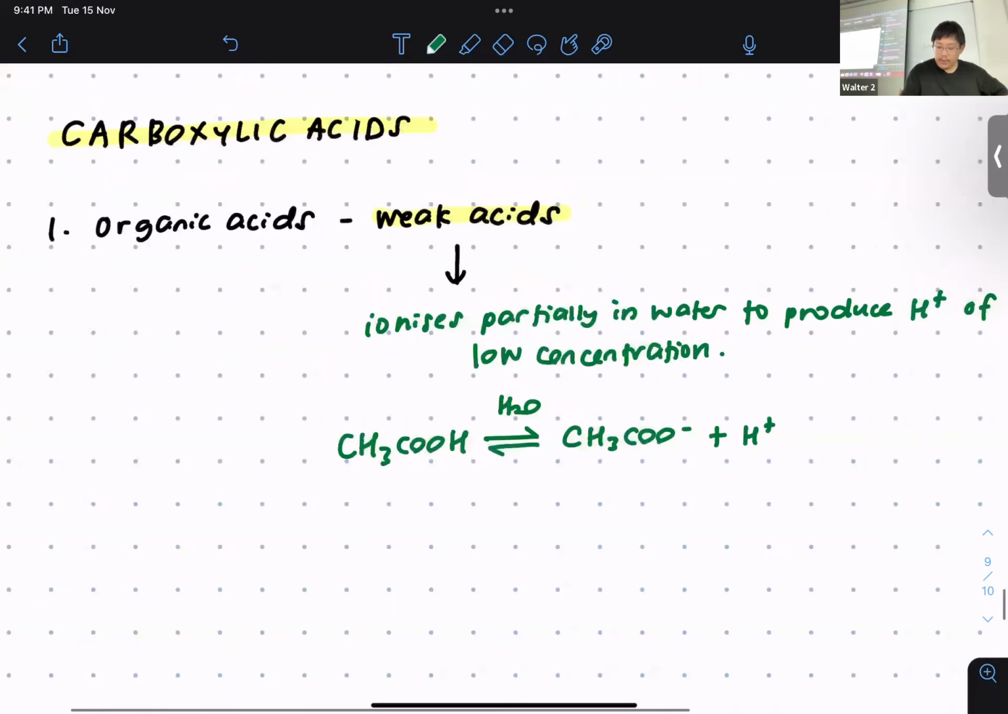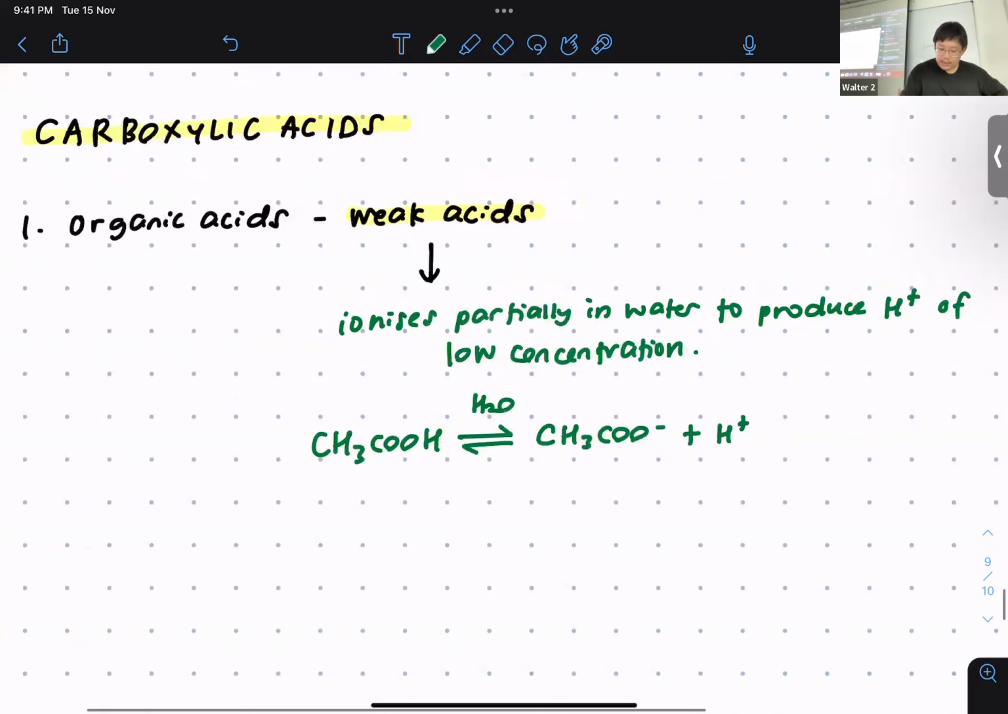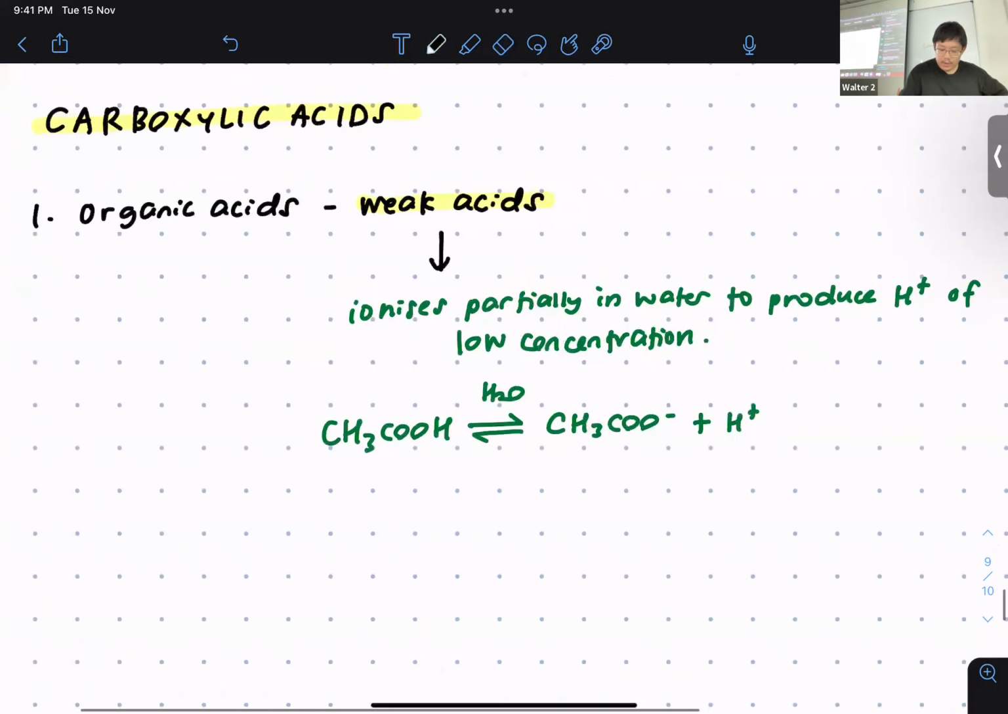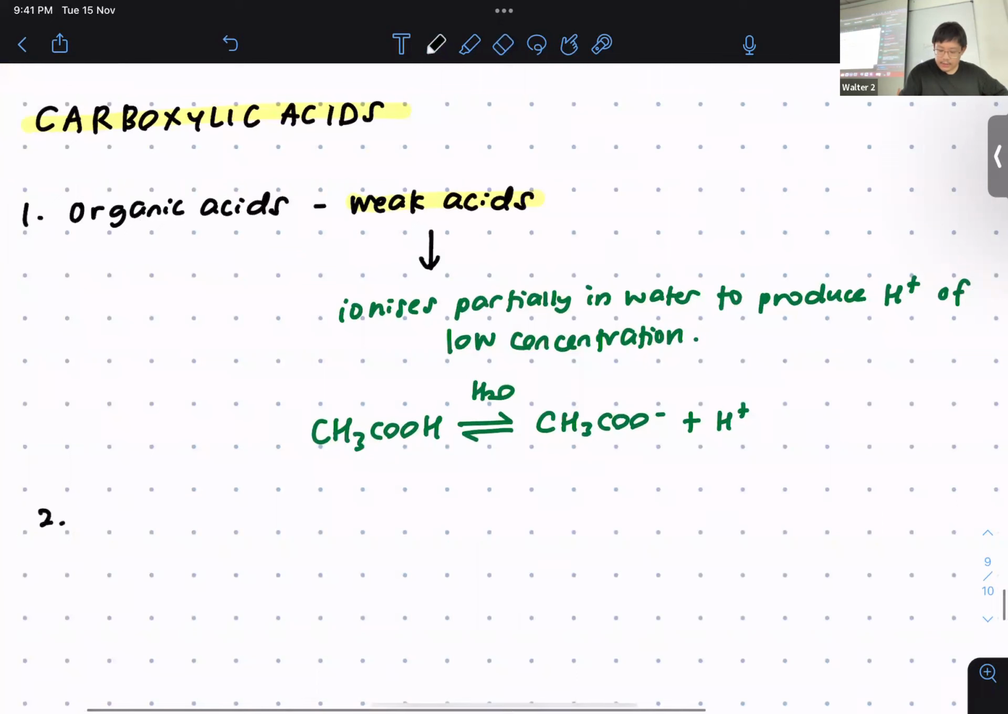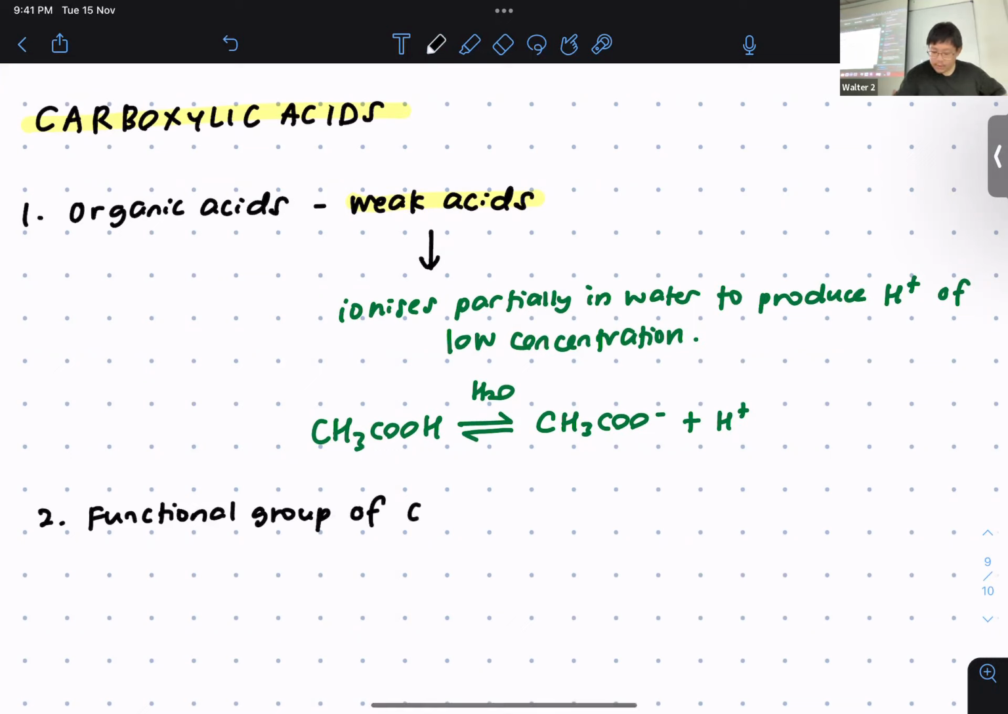All right, as for the other properties, the carboxylic acids have a functional group of carboxyl. It's called the carboxyl group, which is COOH.